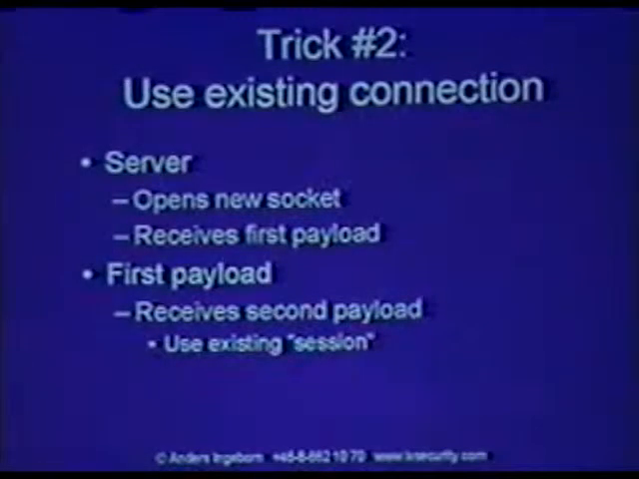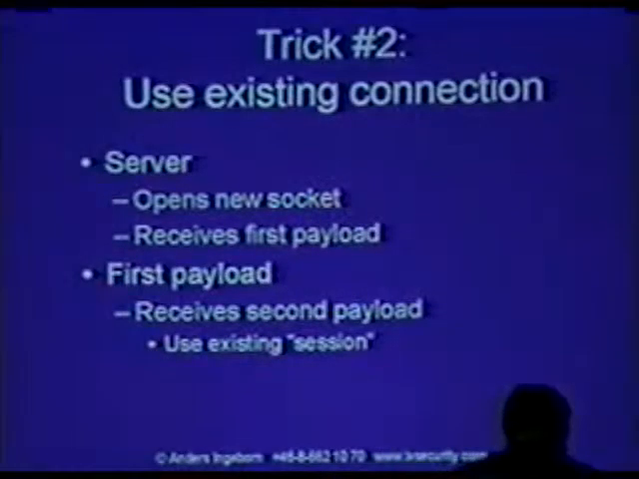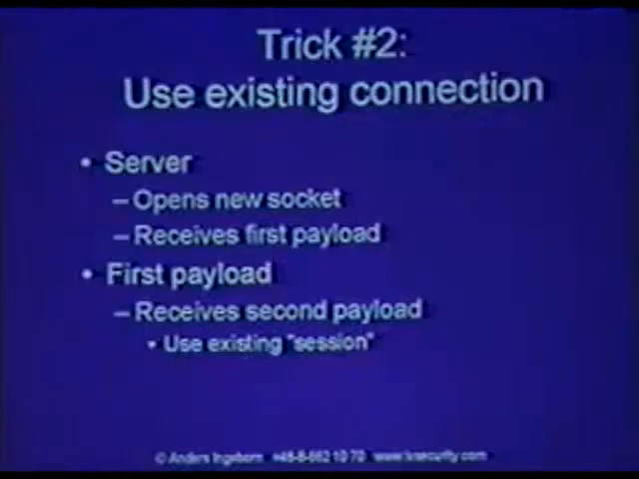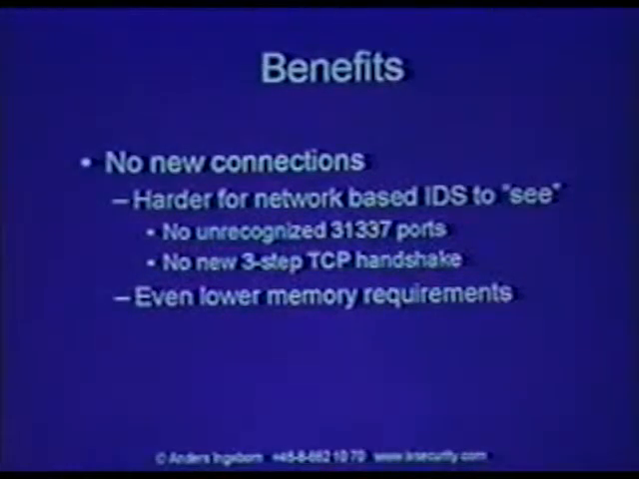Okay, part number two, or trick number two, is to use the existing connection. That means we let the server open a new socket and receive the first payload. And then we manage to get the first payload to receive the second payload over the same session by using the same socket. The benefit of doing this is that we do not need to set up any new connection. And if we don't need to set up any new connection, we might evade some network-based intrusion detection systems that look for TCP handshakes, or that look for unrecognized elite ports over the network. But we're using the same still-allowed protocol, the same still-allowed port number. It's the same session. And that will make it harder for network-based intrusion detection to see it. Of course, we will also get even lower memory requirements for the first payload, and that's a benefit too.